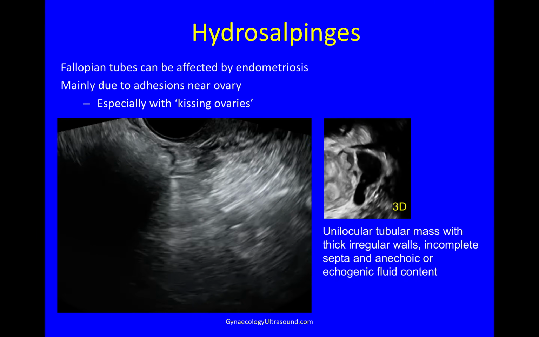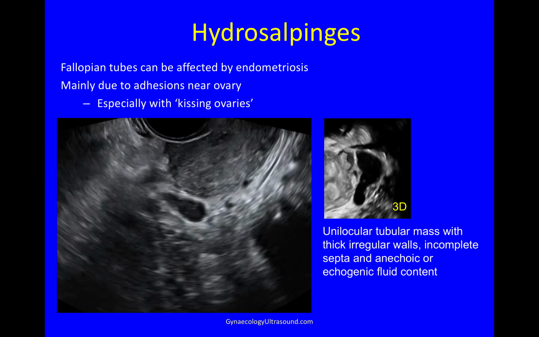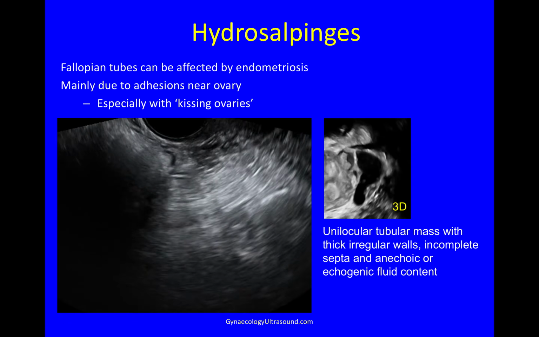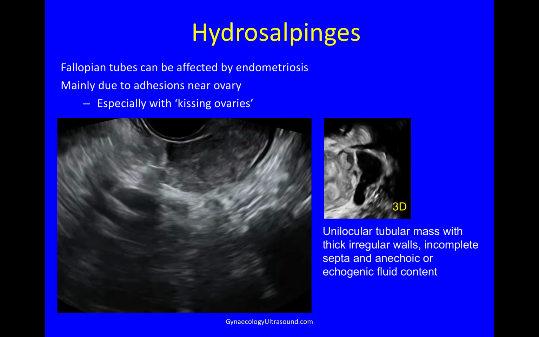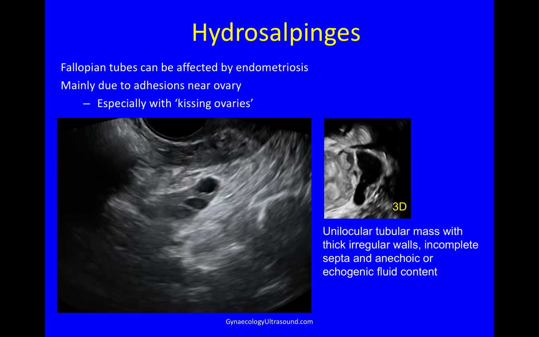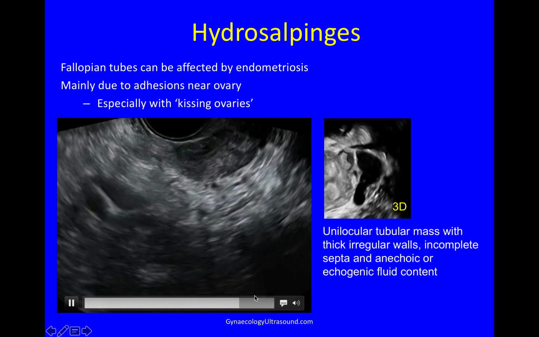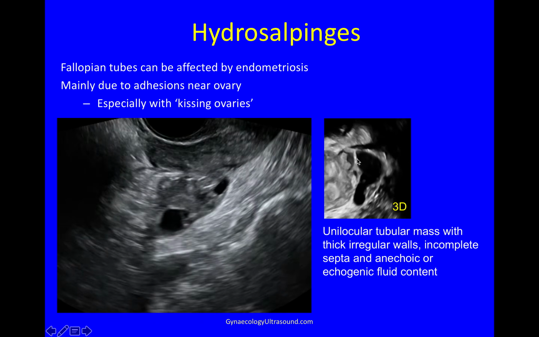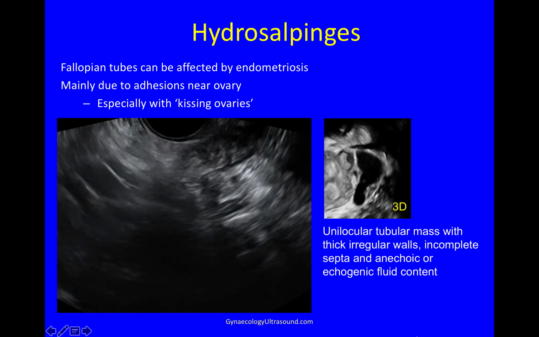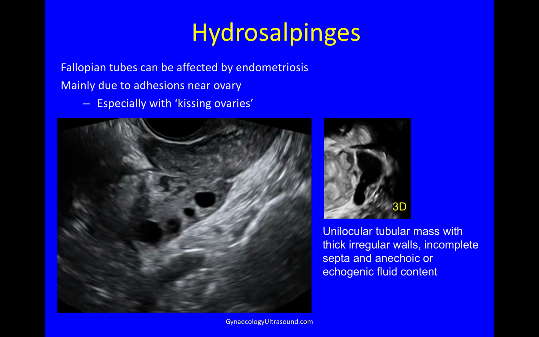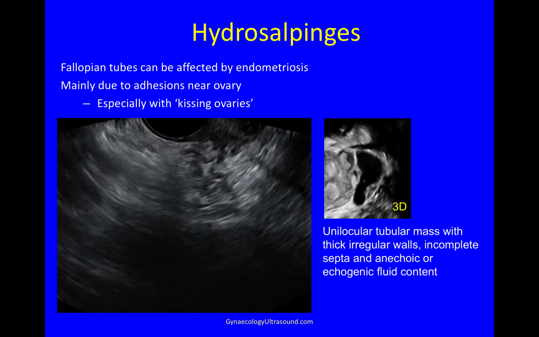The other thing you look for is hydrosalpinges, because the fallopian tubes can be affected by endometriosis, but mainly it's due to adhesions near the ovary, and you especially see this when you have kissing ovaries. So here again in this longitudinal view, you can see a uterus and then the ovary, and here is the hydrosalpinx. And if you do 3D of that area, sometimes it shows you very clearly that this is a definite hydrosalpinx, and it's a unilocular tubular mass with thick irregular walls, incomplete septa, an anechoic or echogenic fluid content, and you may have shadowing.